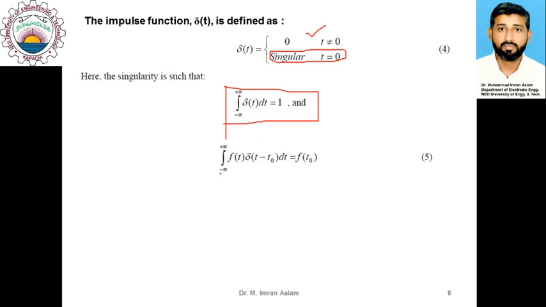And second, we have the sampling property of this impulse function. If you multiply it with any function, you will get a sample of that function.